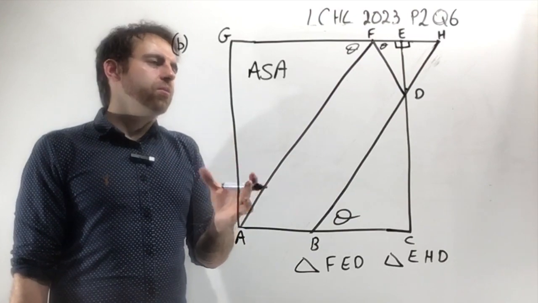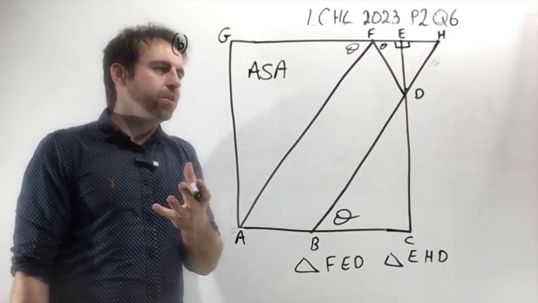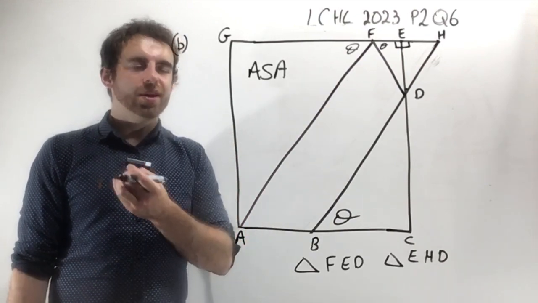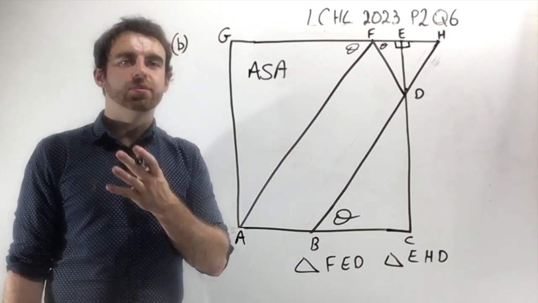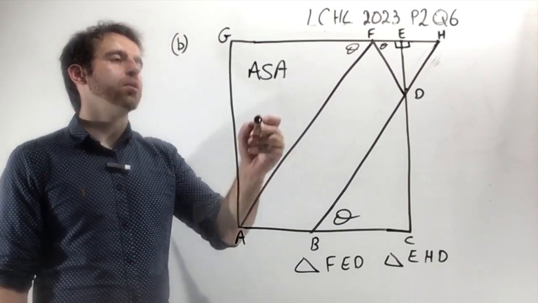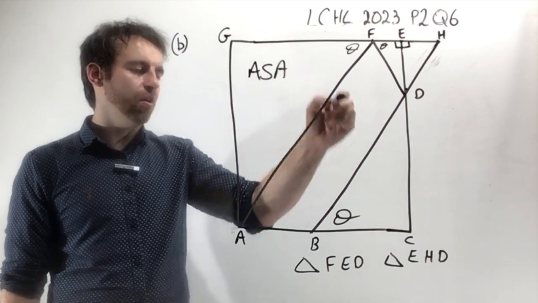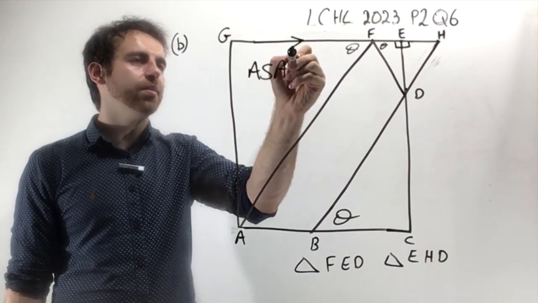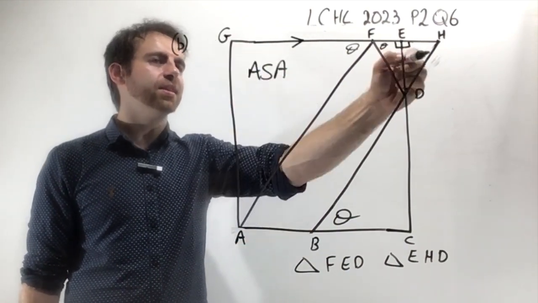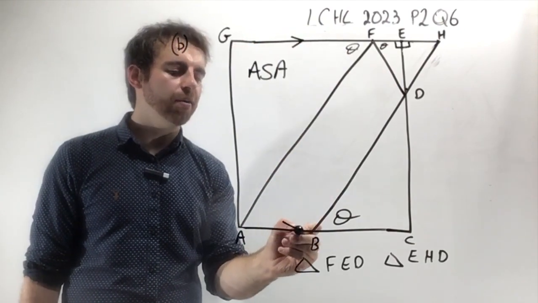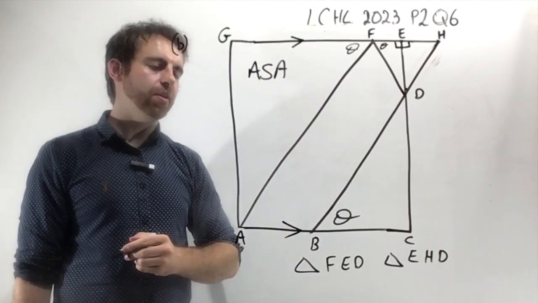Now, students often make mistakes here. You can tell which angles are equal and which sides are equal, but you can't just state it unless you're able to prove it. One thing that we're going to look at next is, since the whole thing is a rectangle, obviously that means that this distance here from G to H is parallel to A to C. Those lines are parallel.